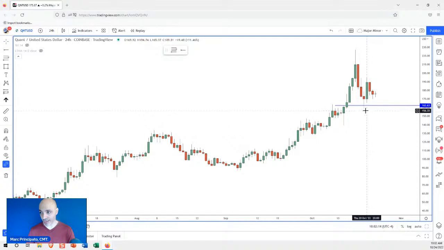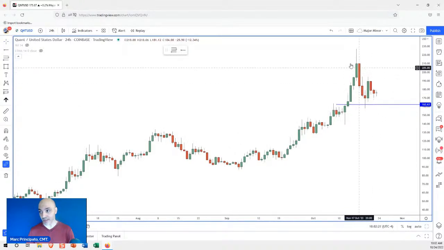The low hasn't been taken out yet. If this low gets taken out, then things begin to change, okay? But until then, we can still look at this as a potential swing trade long, not an investment, a swing trade long, which is only good for maybe a few days, few weeks, that kind of thing. This is not like a yearly hold.